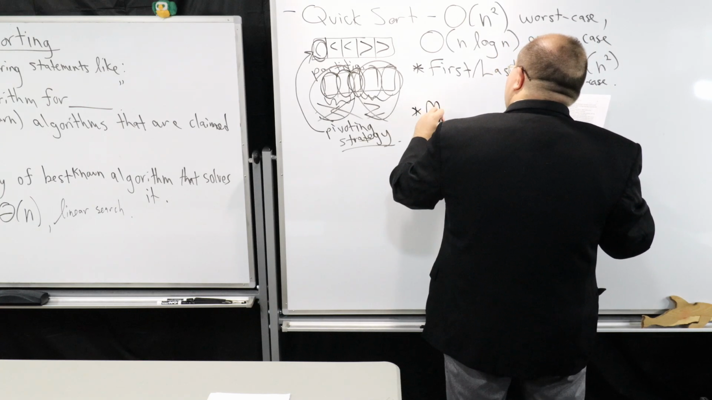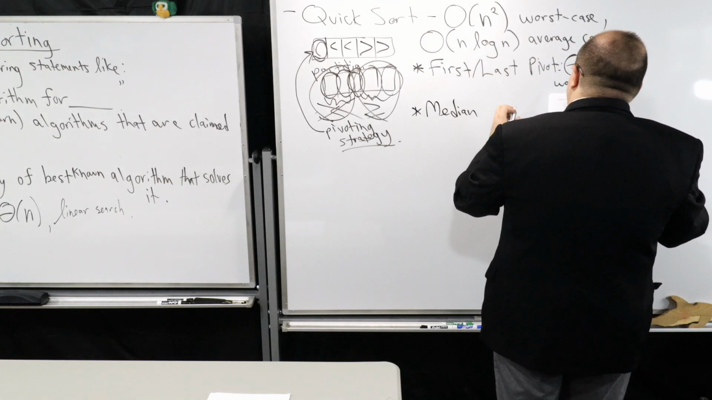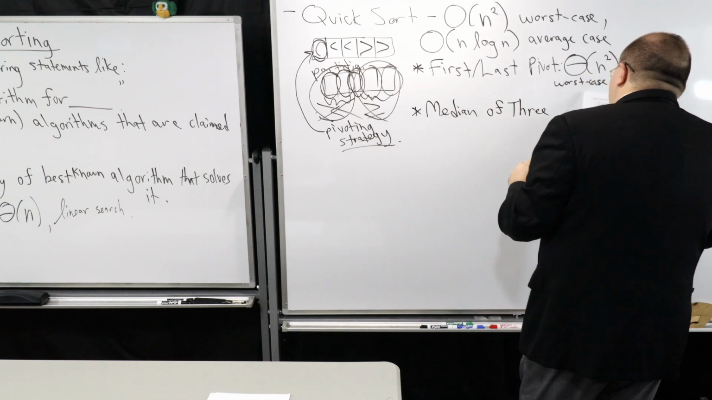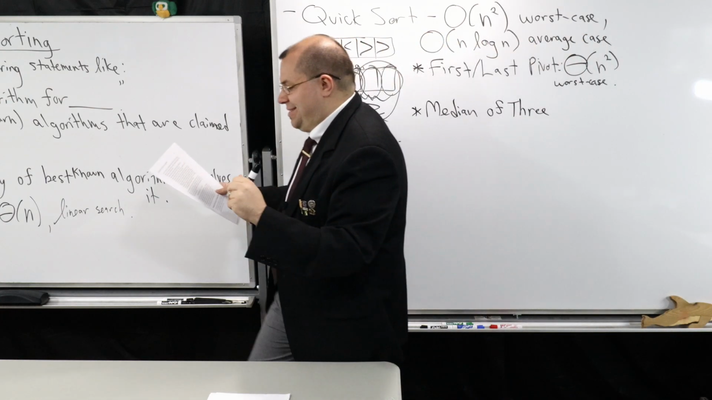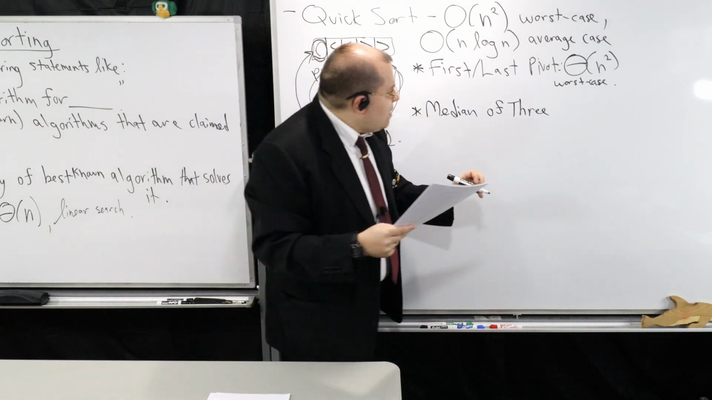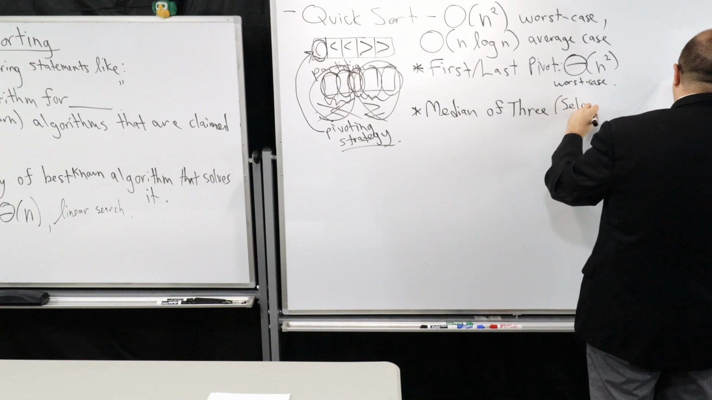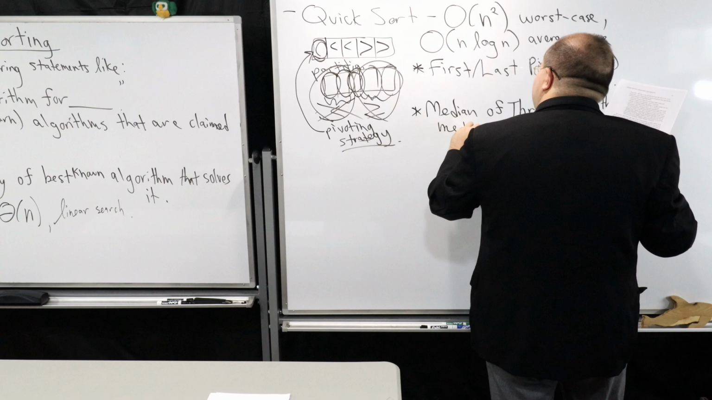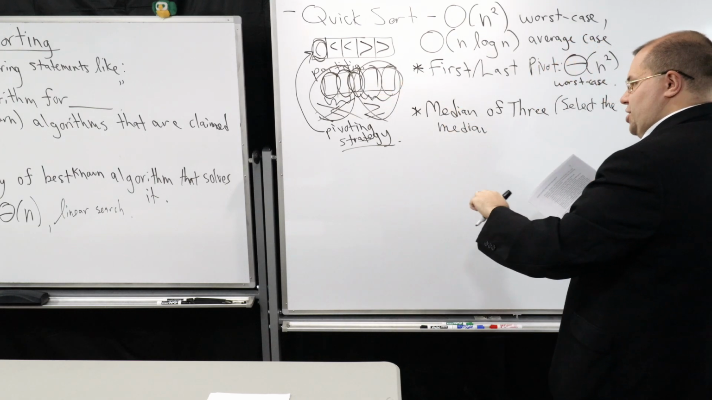So another one, and oftentimes this was proposed as sort of a remedy for this, is the median of 3. Sometimes there's a variant called median of 5. I've seen medians of 8. There's a lot of different versions of this. So in the median of 3, you select the median. Now remember, median just means the middle position. It's not the average, it is the middle position.